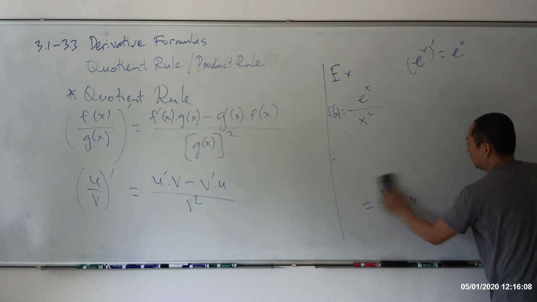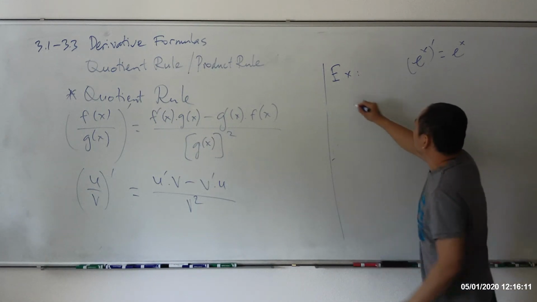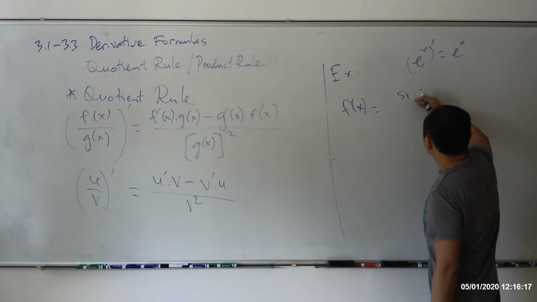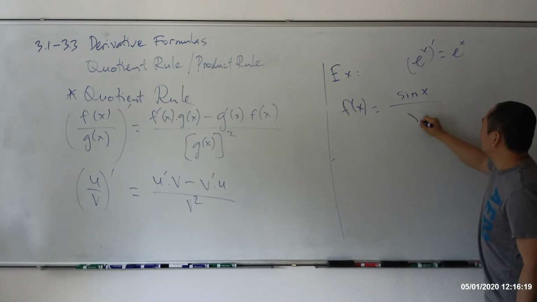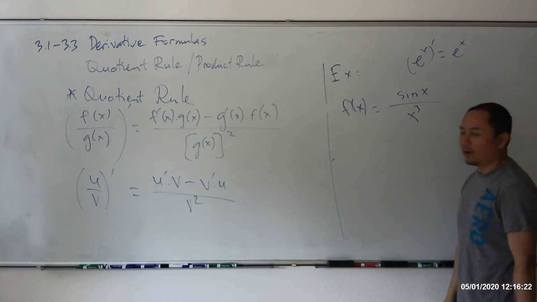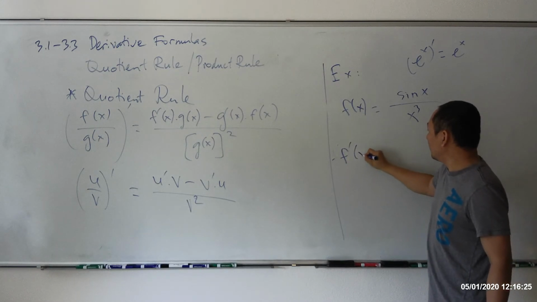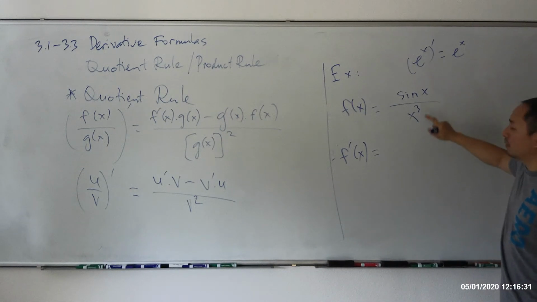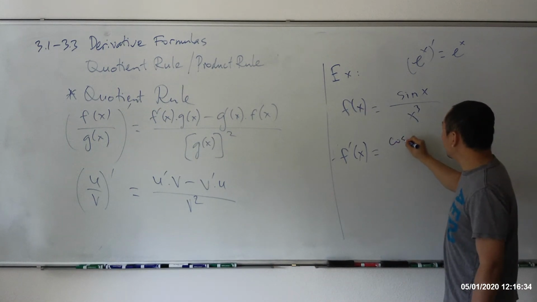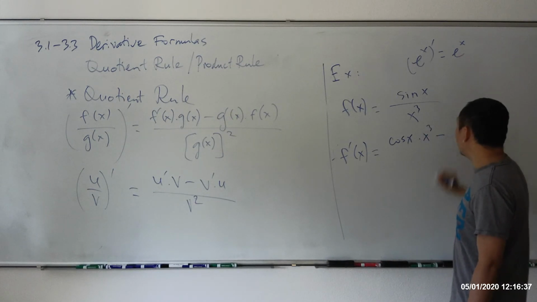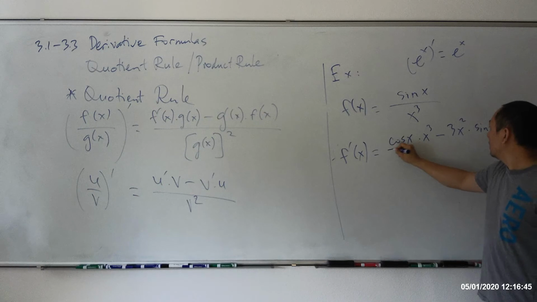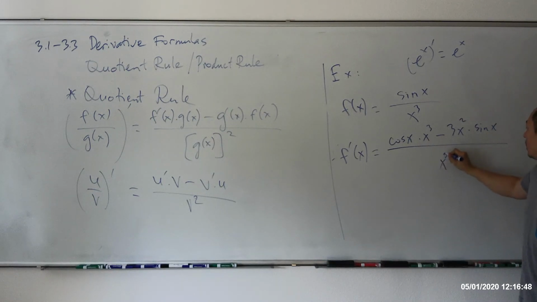Simple case. Say I got f of x equal to sine x over x cubed. Fraction, right? So quotient rule. F prime of x. Apply the formula right here. Same thing. Derivative of the top times the bottom. The derivative of sine is cosine. So cosine of x times x cubed minus the derivative of the bottom times the top. The derivative of x cubed is 3x squared times sine x, and everything divided by x cubed, everything squared.